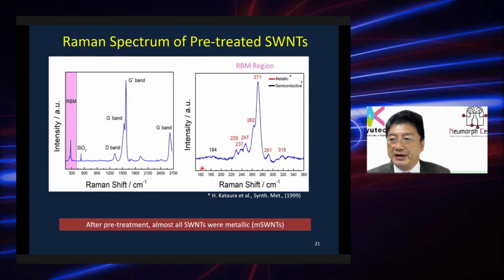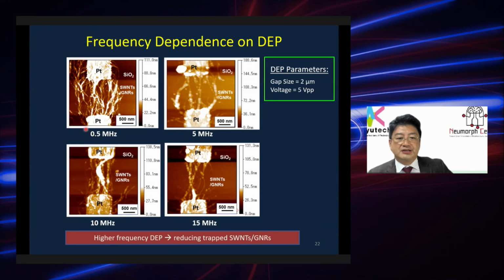Because if a carbon nanotube is present, by using Raman, the carbon nanotube radial breathing mode appears. So if this peak appears around 260 to 280, that means a carbon nanotube is there. By changing the frequency of the DEP, we could get this kind of structure, many spaghetti structures of the sample.